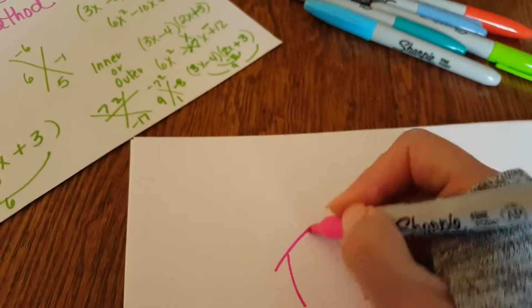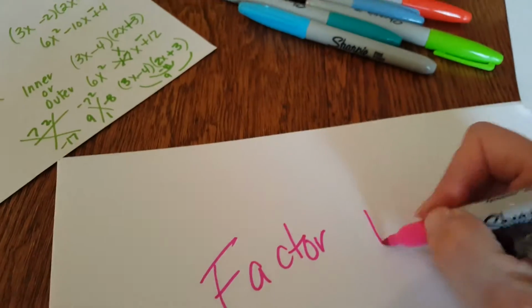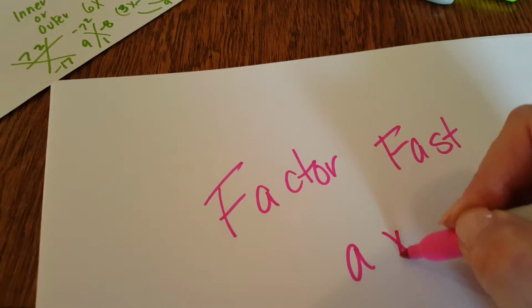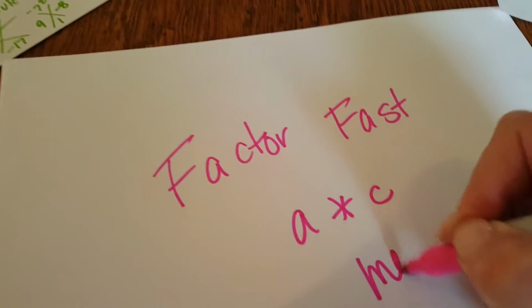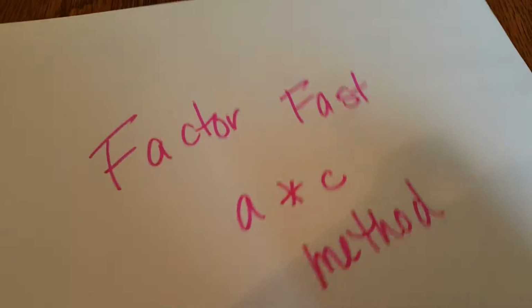All right, I want to show you how to factor fast using the A times C method. All right, so let's start off with an easy example.